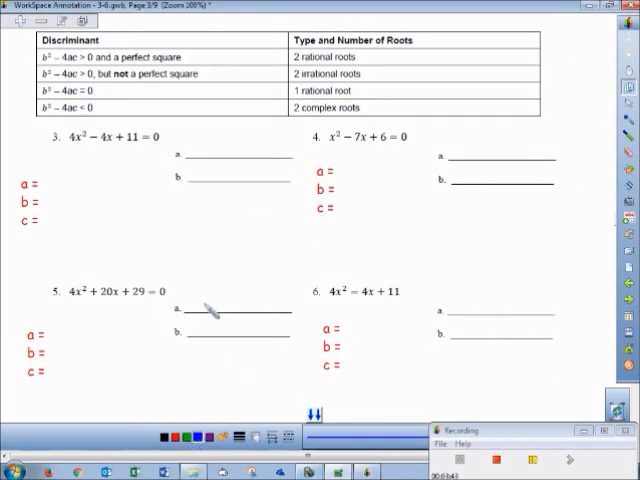So let's just keep on rolling. This one is in standard form, so A is 4, B is negative 4, and C is 11.